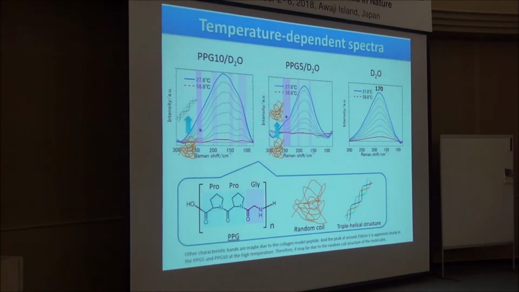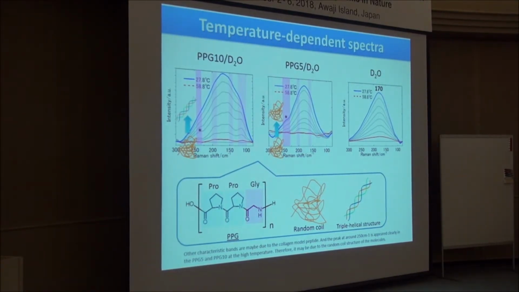And other characteristic bands may be due to the collagen model peptide. For example, the peak at 250 wave number appears clearly in PPG5 at all temperatures and in PPG10 at high temperature. So it may be due to the random coil structure of the molecules.